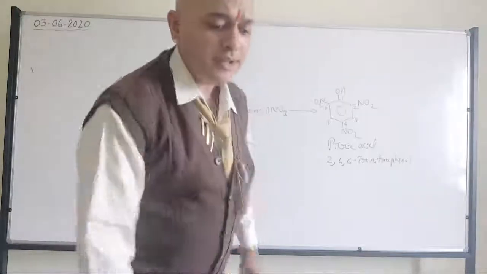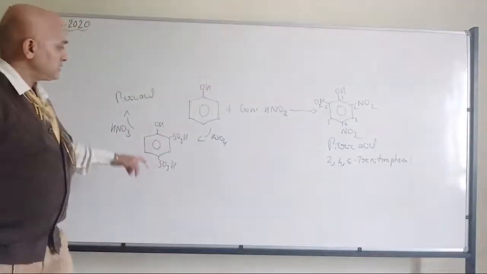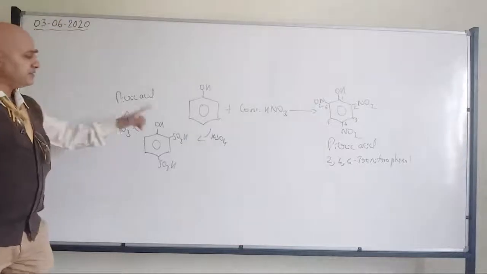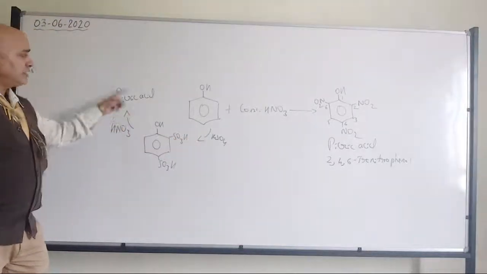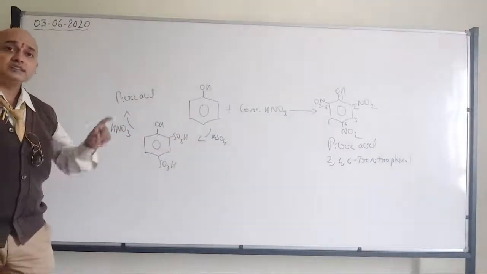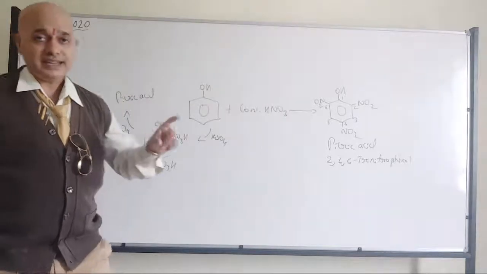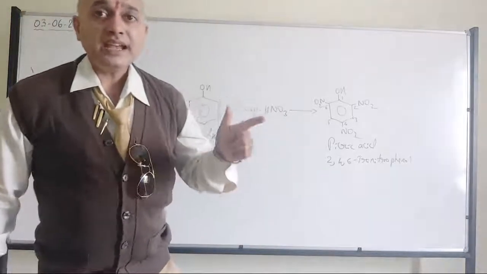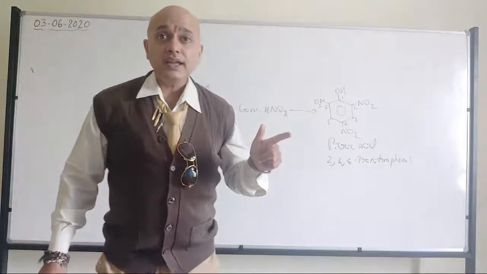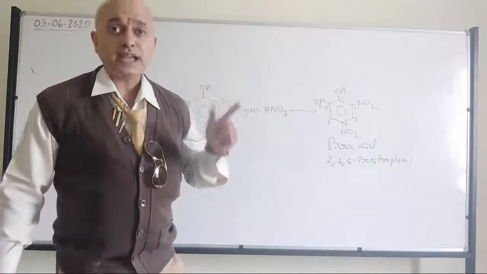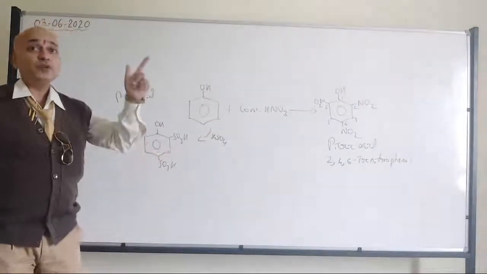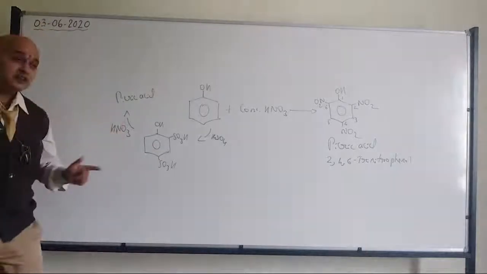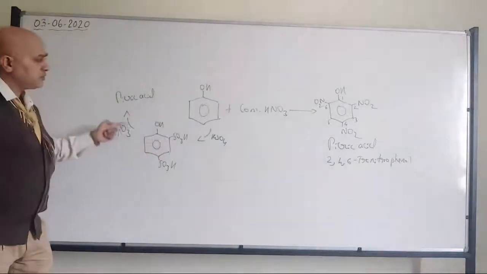So am I clear? Why do they go with sulfuric acid, sulfonation, and then nitration? That is because, first, to have control on the reaction. Second, to avoid the liberation of oxides of nitrogen which can affect the ozone layer. So these are the points why they go this way.